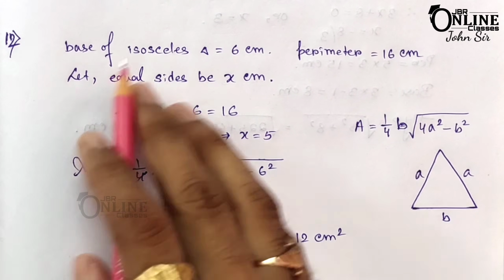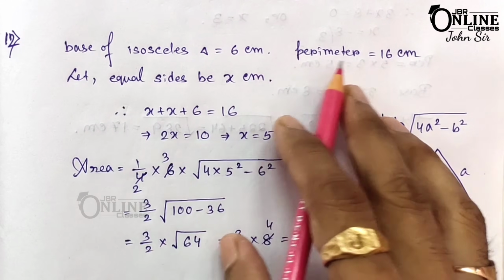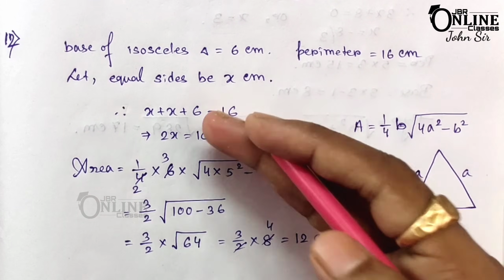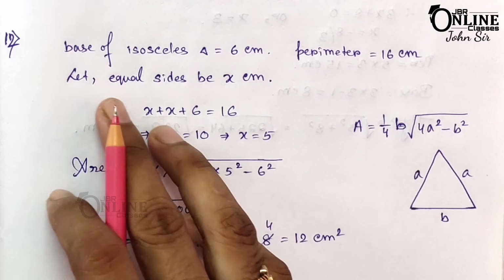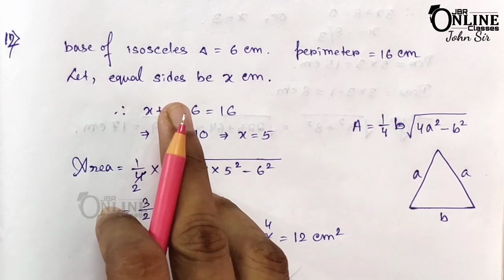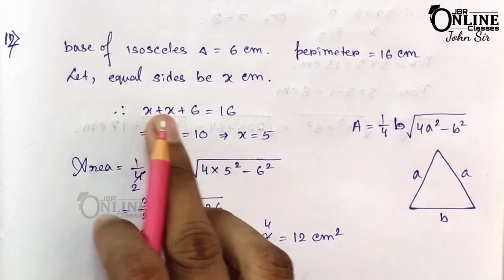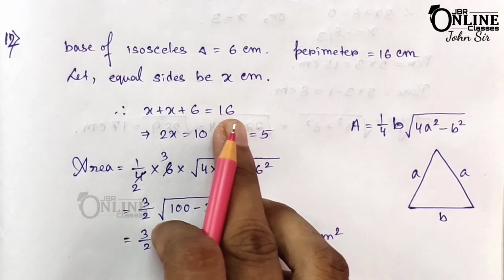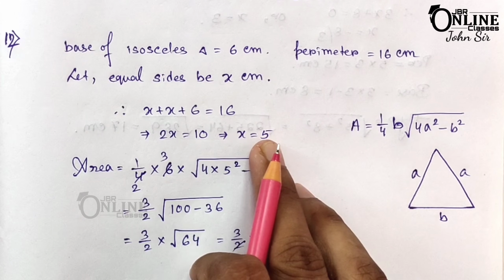Sum number 12. Here the base of the isosceles triangle is 6 centimeter, perimeter equal to 16 centimeter, that means it is the same as the previous one. So first you have to find out the equal side. So here let the equal side be x centimeter. So 2x plus 6, because there are two equal sides. So 2x plus 6 equals 16, that means perimeter. So 2x equals 10 and x equals 5.